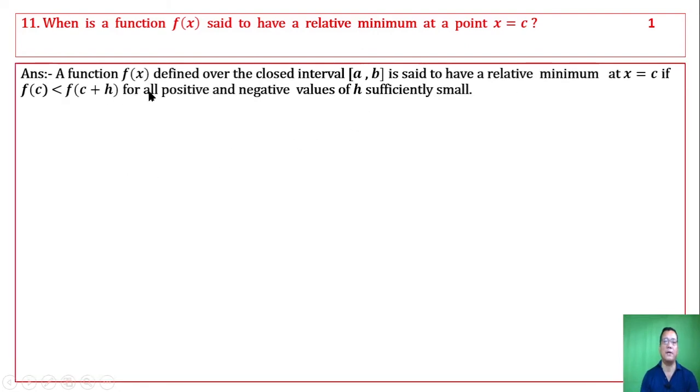A function f(x) defined over the closed interval [a, b] is said to have a relative minimum at x equal to c if f of c is less than f of c plus h for all positive and negative values of h sufficiently small. That is, f(c) is less than f of c plus h, where h is sufficiently small, positive or negative. Then the function value f of c is called the relative minimum value.